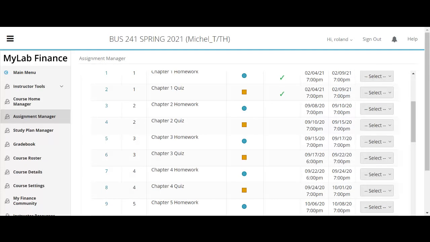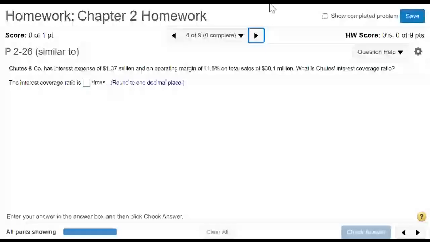Professor, you're on the assignment manager? Yeah. What do you see? Oh, that's all you see? Yes, I'm sorry. Okay, you see it? Yes. Okay, I'm sorry about that. What do I do here?